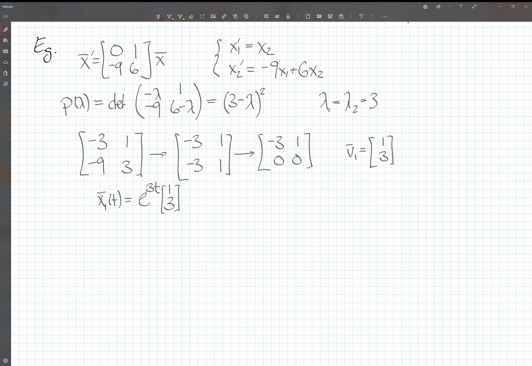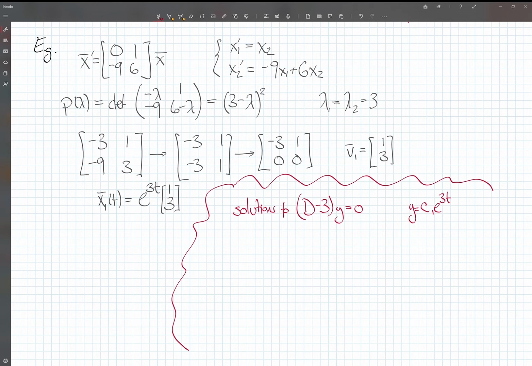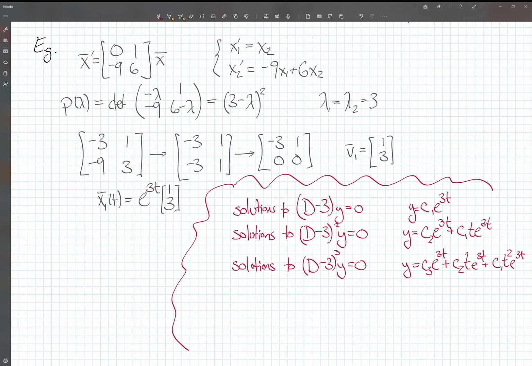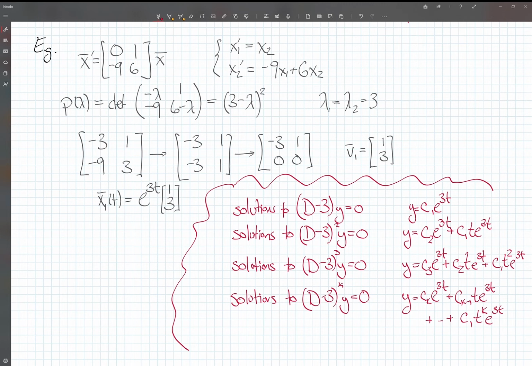I want us to think back now about single constant-coefficient equations. This e to the 3t times something should remind us of the solution to (D minus 3)y equals 0. Well, what happens if you have (D minus 3) squared y equals 0? Your e to the 3t will still be a solution, but we need another solution, and that solution comes from multiplying e to the 3t by t. What about (D minus 3) cubed? We need three solutions, and we obtain them by multiplying first by t and then by t squared. If we have a higher order equation, of course, we need a polynomial of degree k, the same order as the equation.